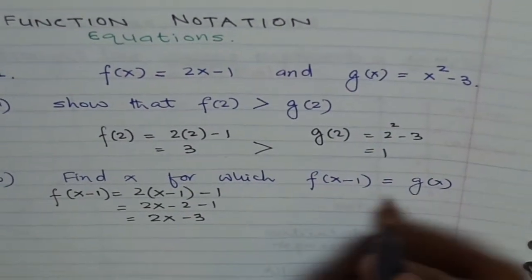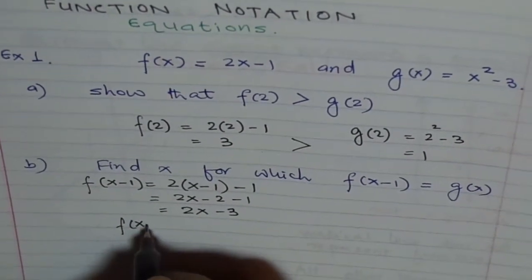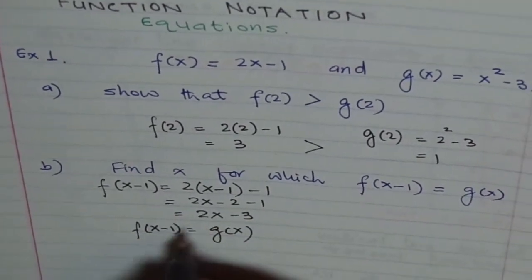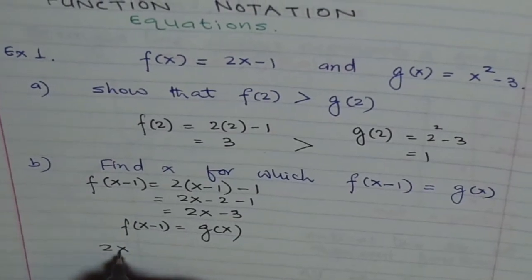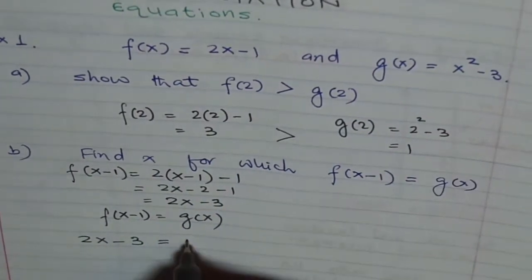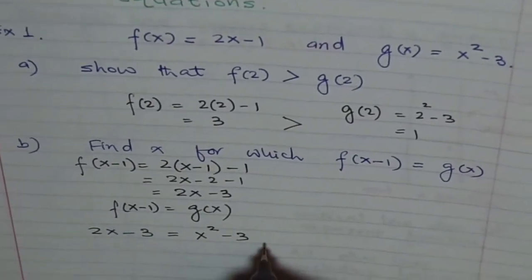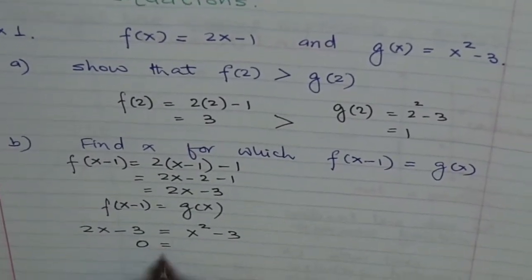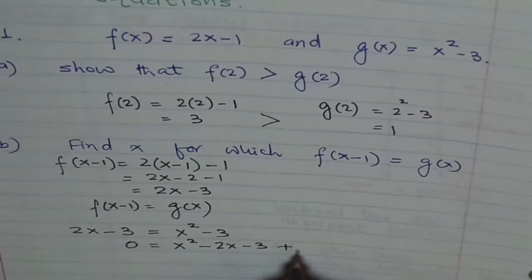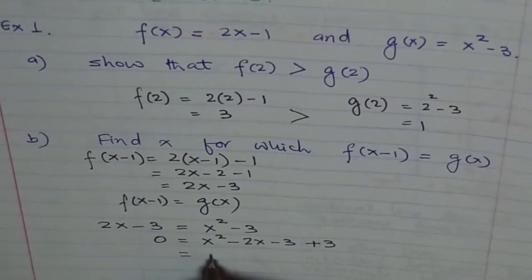Let's equate them now. To find f of x minus 1 equals g of x, we'll replace this f of x minus 1 with 2x minus 3. So 2x minus 3 is equal to g of x, which is x squared minus 3. Let's solve this equation. Let's bring these terms to this side and we get 0 equals x squared minus 2x minus 3 plus 3, which is 0. Here we get x squared minus 2x.